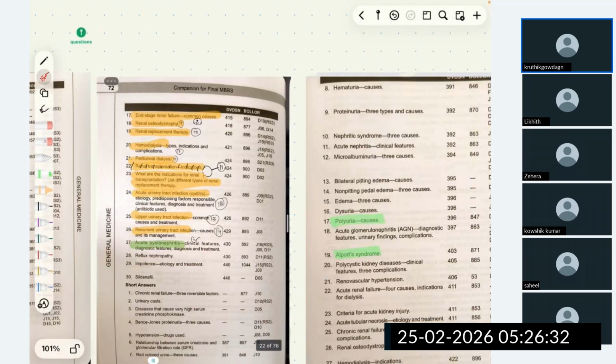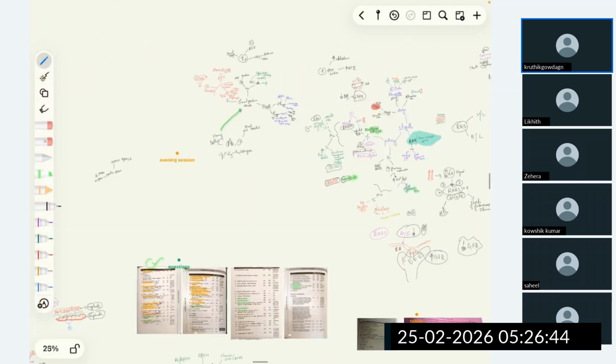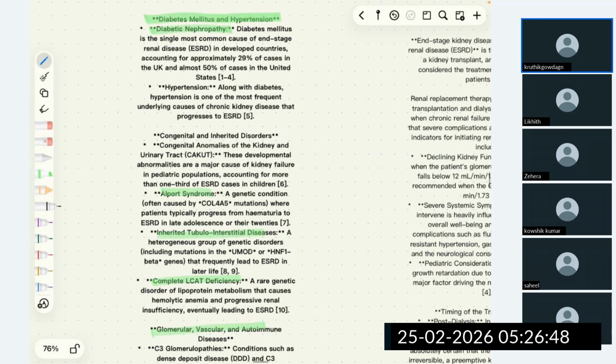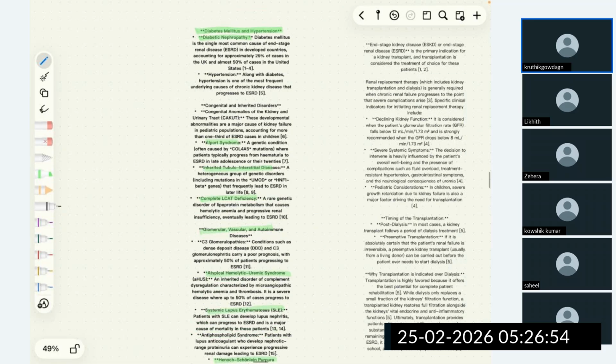End-stage renal failure, common causes. I searched for common causes of end-stage renal failure in our textbook and other textbooks, but I didn't get the causes. So I searched in Notebook LM. Hopefully it has searched from Harrison or other textbooks. I'll briefly mention the causes. You can note it down.